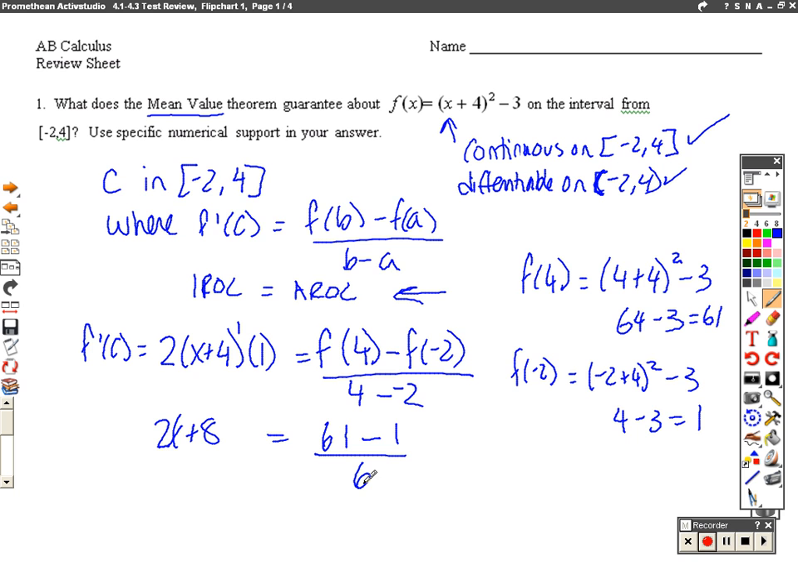Now, technically, we should sub out this x for a c, because we want a value of c that satisfies the mean value theorem. It's just a little technicality. 61 minus 1 is 60 over 6, which is just 10. Subtract 8 from both sides, we get 2c equals 2, and this is the value c equals 1. We have to check that c is in our interval, which it is. c is between -2 and 4.